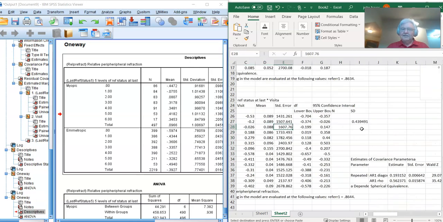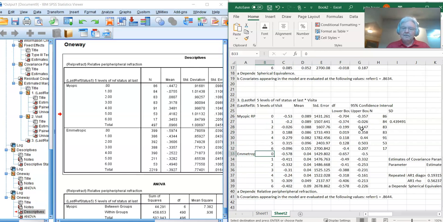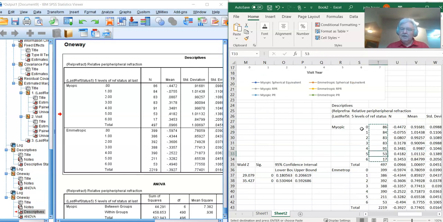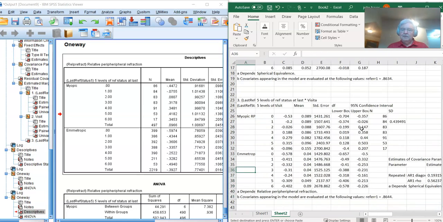Notice we only have 17 observations in year 6. We probably shouldn't use year 6. Then we want to put something there. Come over here. We have a lot more emmetropes than we do myopes. Paste. All right. So now we have our standard deviation. This is our n. Standard deviation.